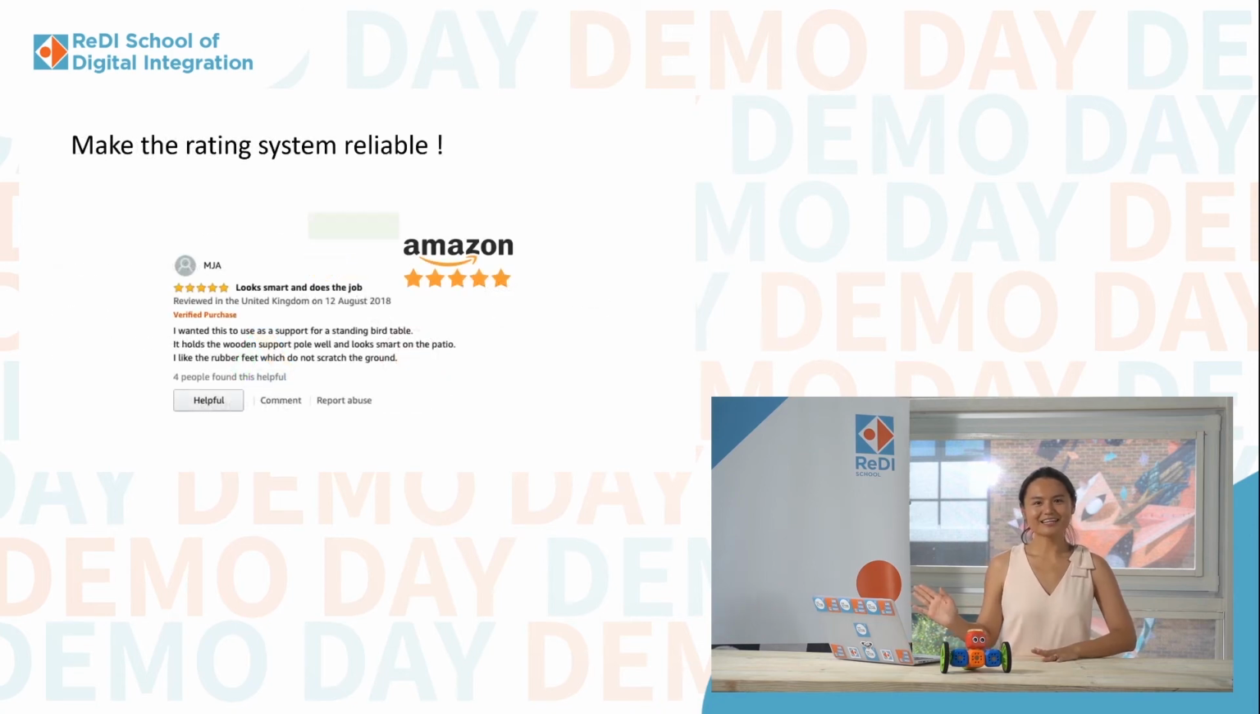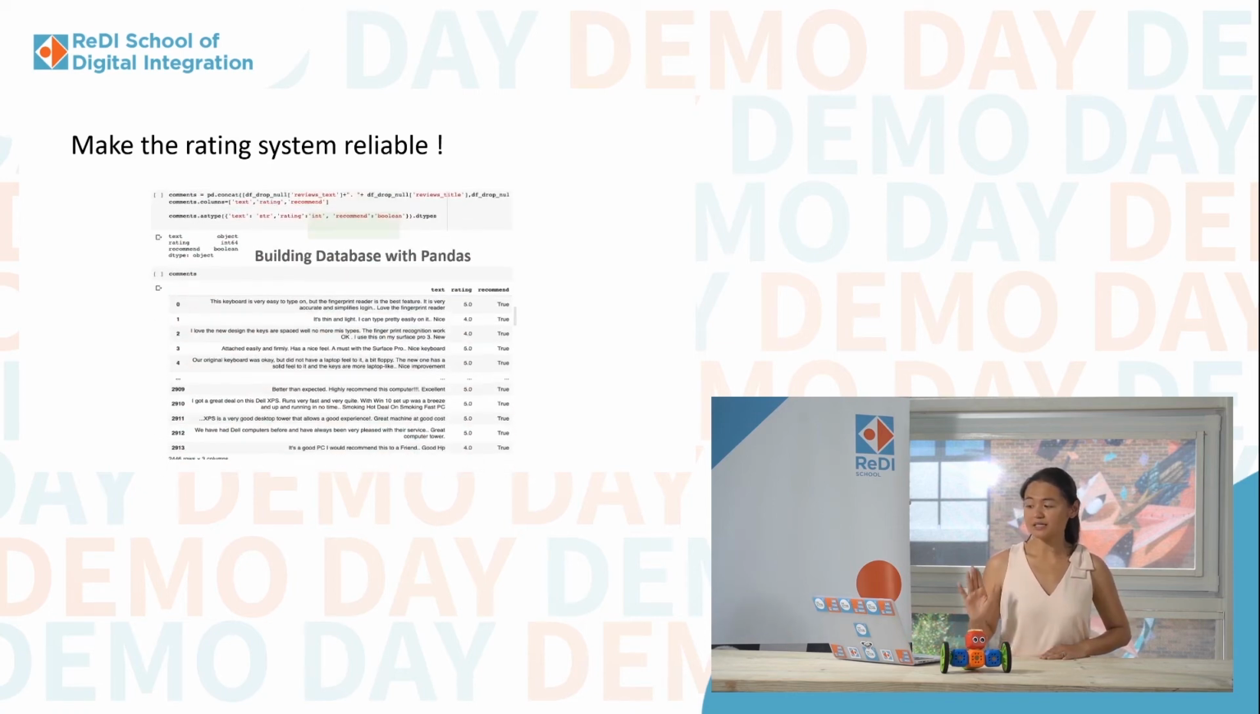Here's my project. I'm very interested in the online rating system of online shopping websites. So what I want to do is use the techniques I have learned in this class to make this rating system more reliable. Here you will see a typical Amazon review, including ratings, comments, title, and whether you recommend the product or not. I built up a database with pandas, including more than 7,000 data entries.